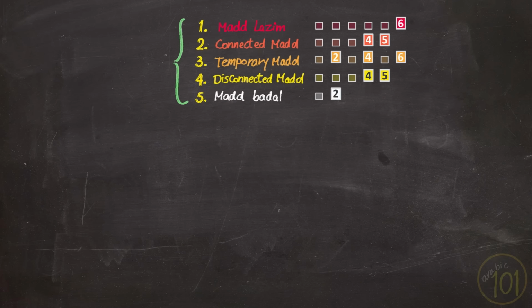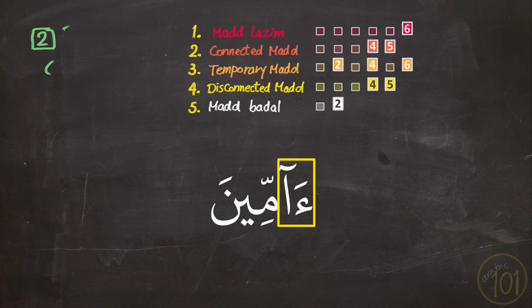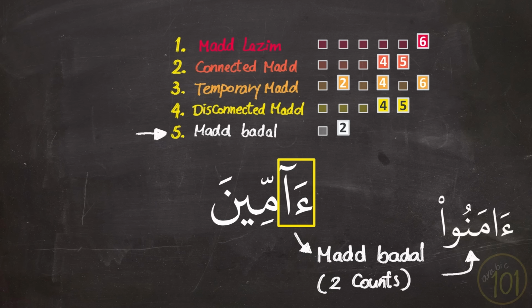Secondly, and importantly, we can use this hierarchy to resolve conflicts in case two rules can be applied on a single letter. For example, this word, the letter alif, looking at it from this side, we can consider it maddul badal of two counts, like in the word amanu.